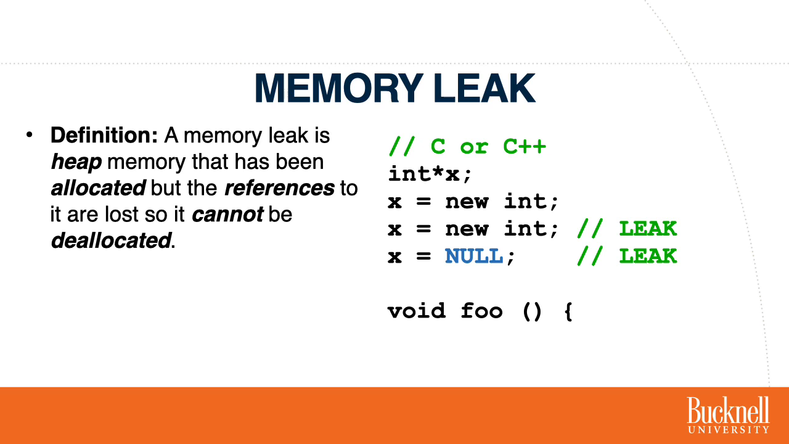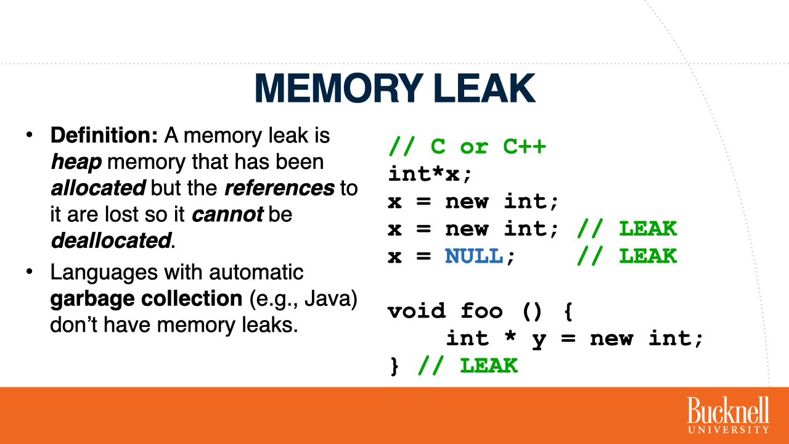We can also create memory leaks using functions. Here we create a pointer to the heap using new, but when the function gets popped off the stack, the pointer no longer exists, but the integer space on the heap still exists and can no longer be deleted because the pointer is gone. Languages with automatic garbage collection, such as Java, don't have memory leaks. Anything on this heap that doesn't have pointers just gets deleted automatically.